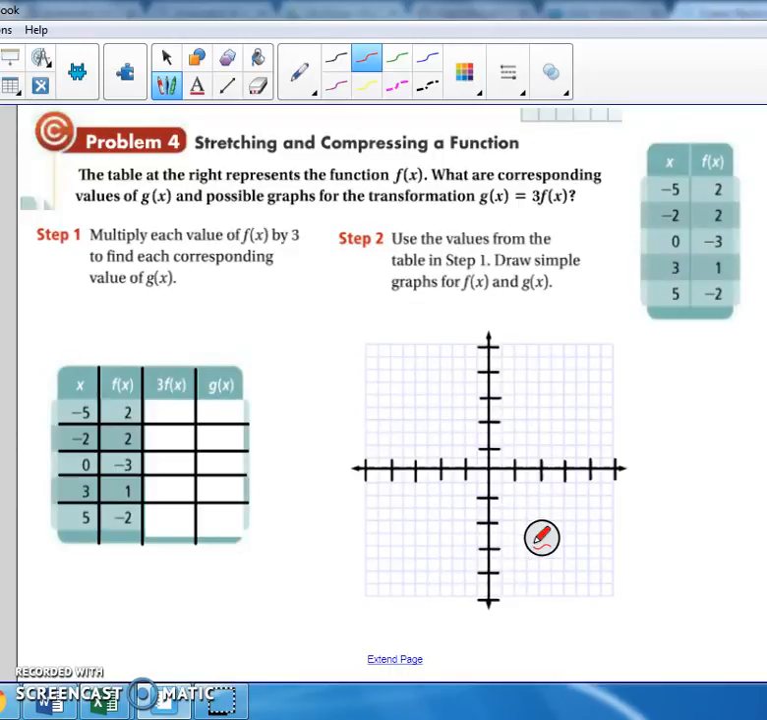Now we have a problem. The table at the right represents the function f of x. What are corresponding values of g of x and possible graphs for the transformation g of x is equal to 3f of x? So we're given our xy table with our values. They want us to figure out what 3 times f of x is. So what are we going to do? Take our original values of f of x and multiply by 3. So 2 times 3, which is 6, to get our values at g of x.